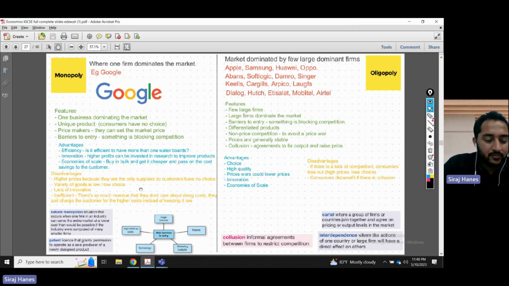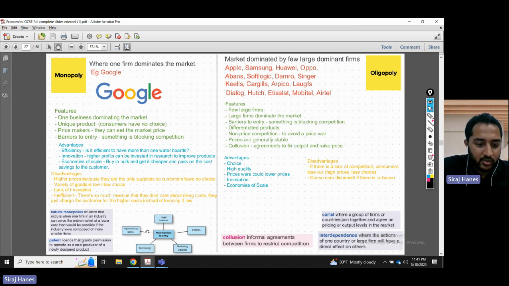The drawbacks, though, higher prices, because they're the only suppliers, so customers have no choice. You have to pay a higher price. Low variety of goods because not much competition, not much innovation. Of course, Google has, but in a market where there is a monopoly, they have no incentive to innovate. Why should they do it? They're the only firm supplying, they'll forever make profits. What's the point of wasting on innovation? Sometimes you can say they're inefficient because they're so large and earning so much. They don't care about rising costs. They'll be like, yeah, whatever. I have so much money.